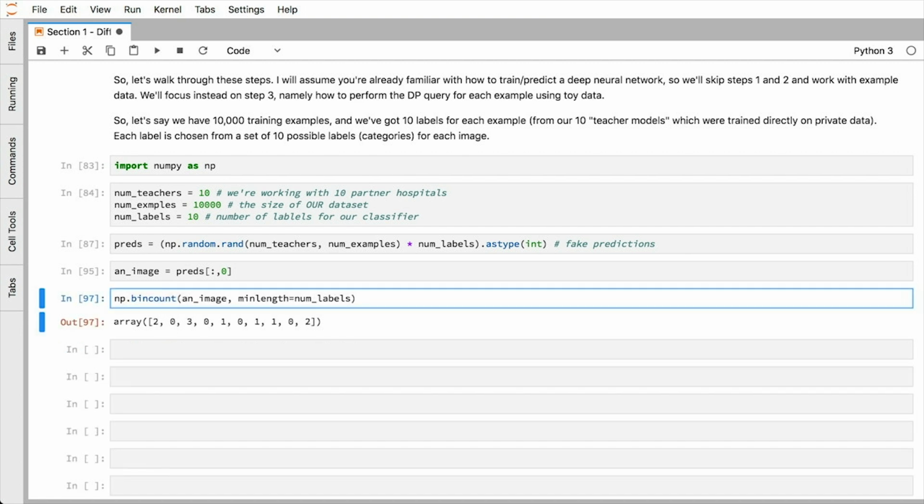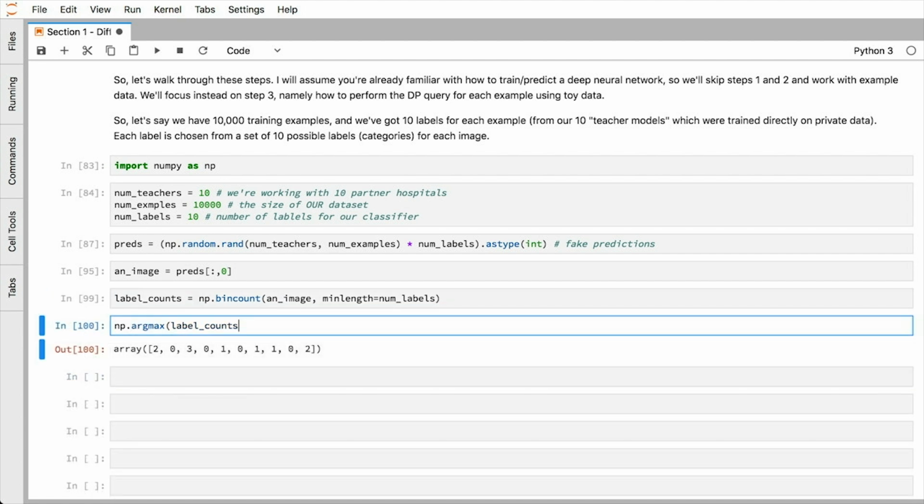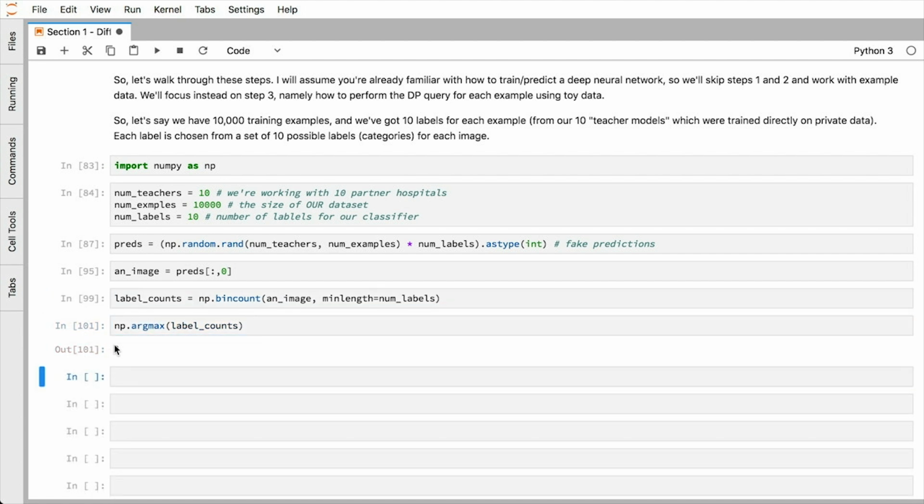So I could, let's see, label counts. So I could go numpy.argmax, and it would say 2. Well, index 2, right? So which is the third one from the left. So this is the most frequent label. This is the one that all the hospital models agreed on, right? So all the hospitals predicted on our data set on this image, and this was the most popular answer that these hospital models came back with.